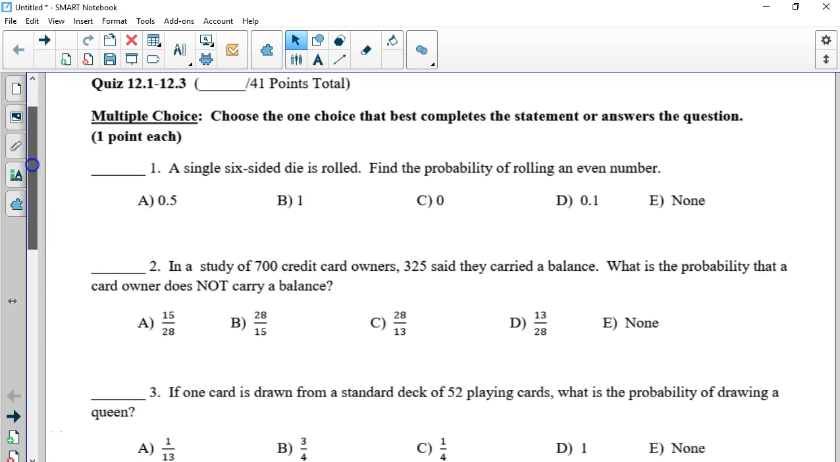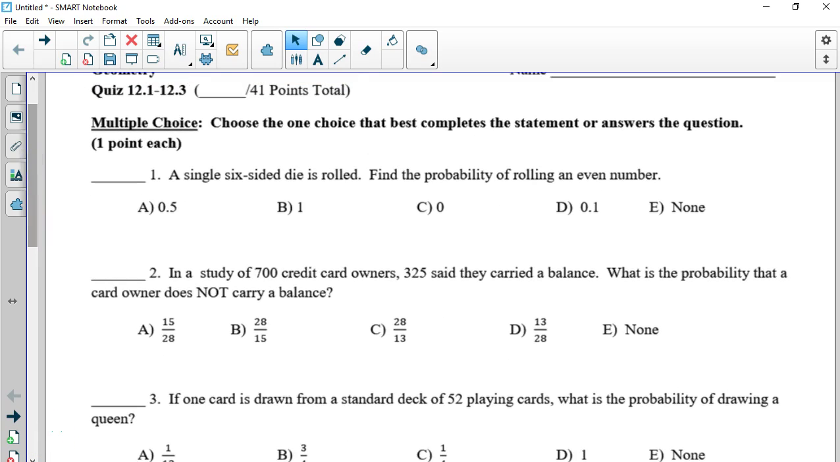Okay, so starting off with multiple choice, it says a single six-sided die is rolled. So you're just rolling a die, one die, 1 through 6. Find the probability of rolling an even number. With these problems, it's always good in your mind to identify what's the total number. That would be 6, right? You just write it somewhere. There's 6 possibilities. The numbers 1, 2, 3, 4, 5, 6.